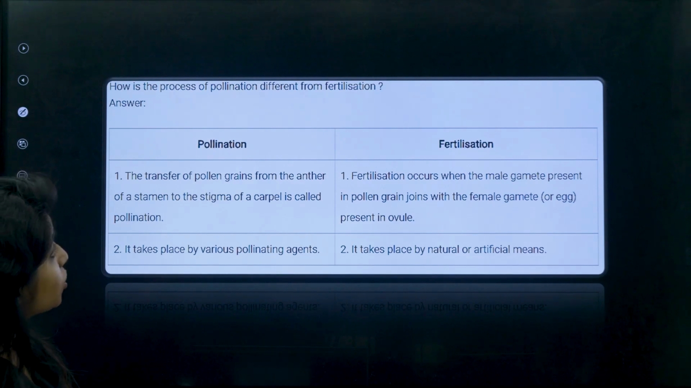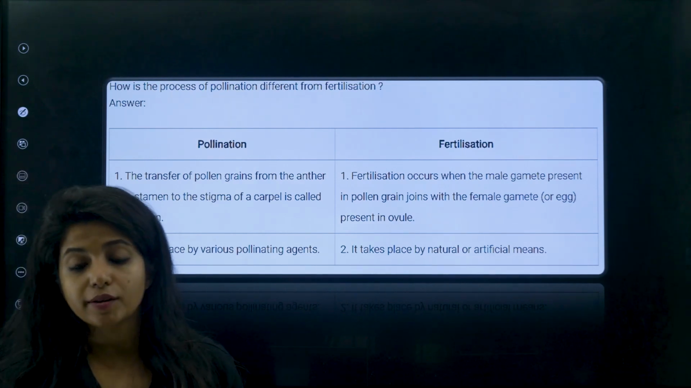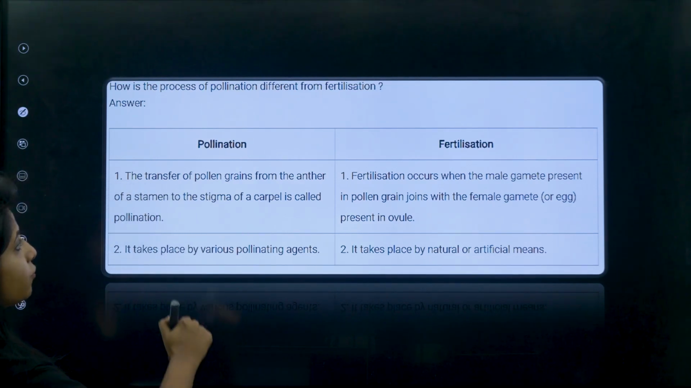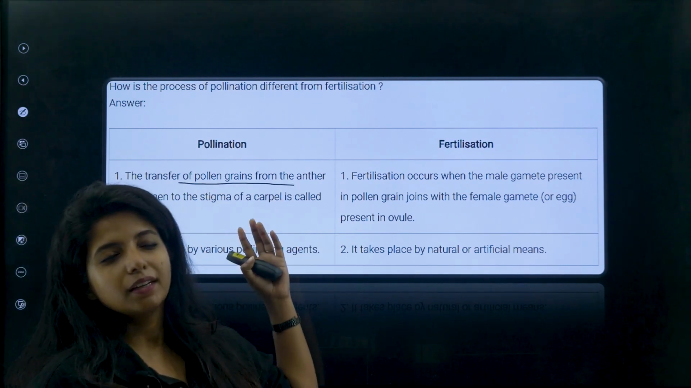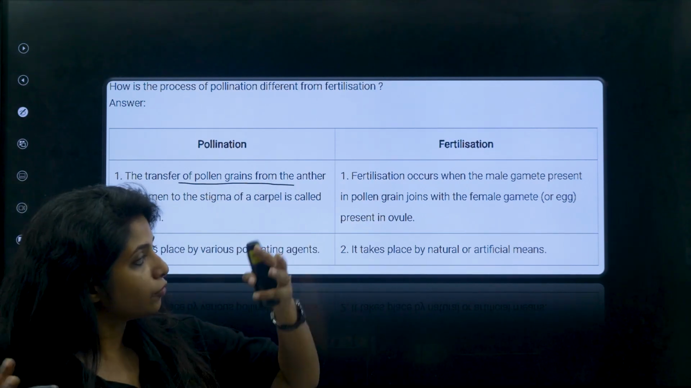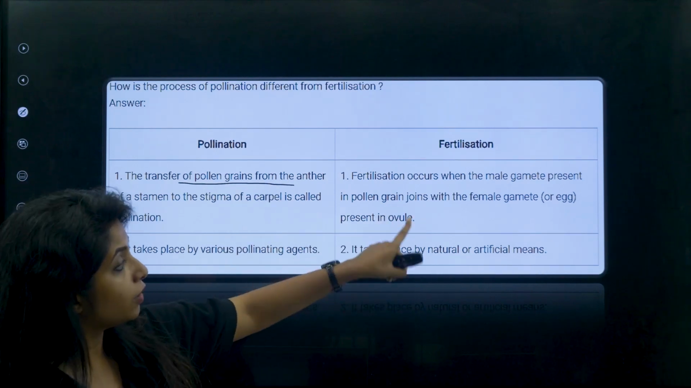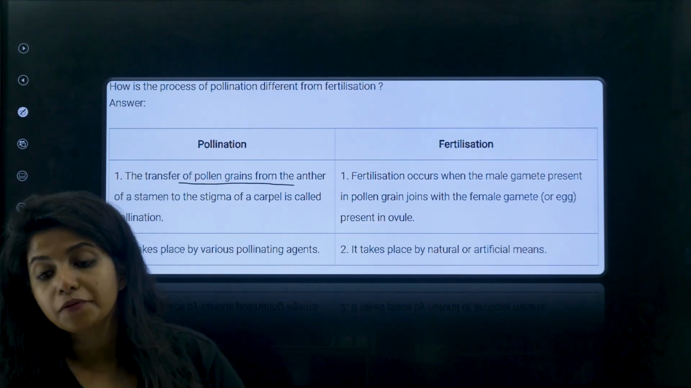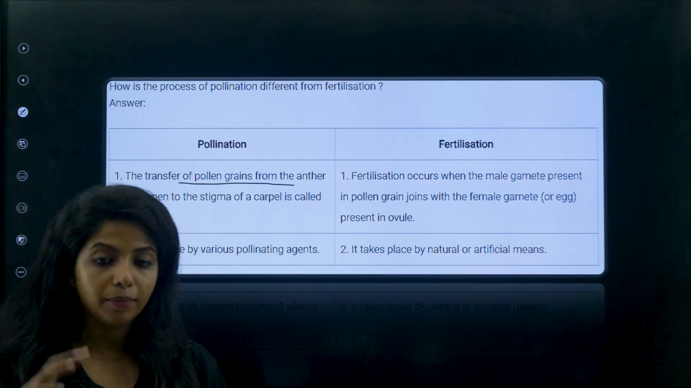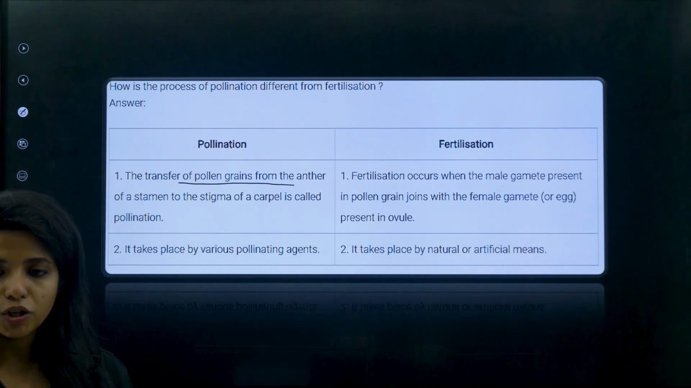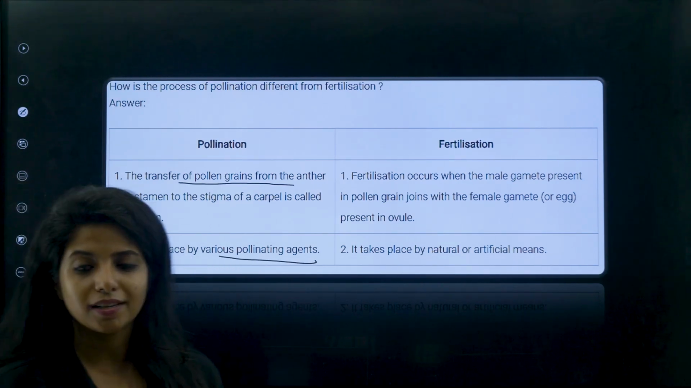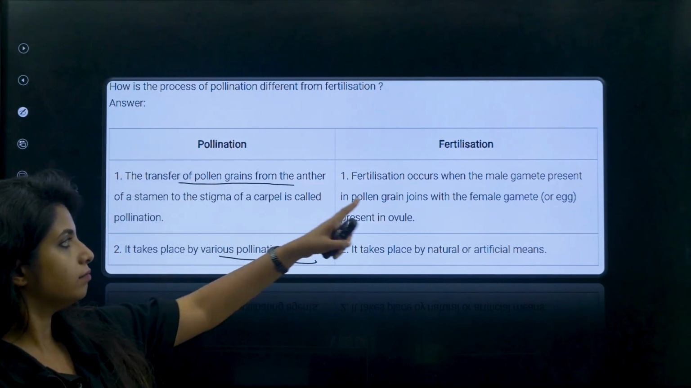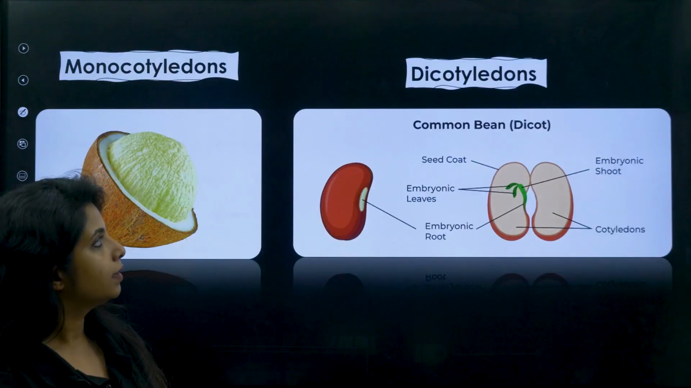Okay. How is the process of pollination different from fertilization? Pollination is the transfer of pollen from one part to another, that is, pollen to the stigma. Fertilization means you are fusing things. Fertilization takes place by natural and artificial means. It can be done artificially as well, whereas pollination takes place by various pollinating agents. Well, this can also be done artificially, but yes, these points make sense.